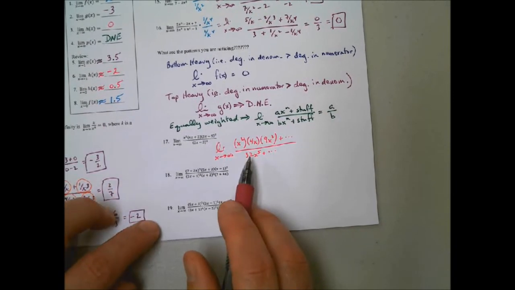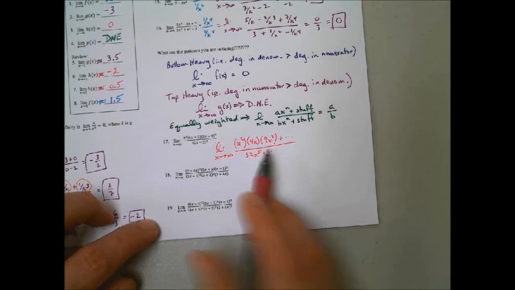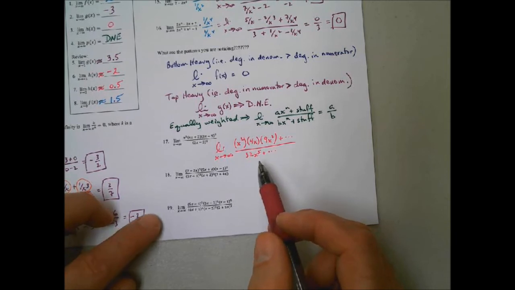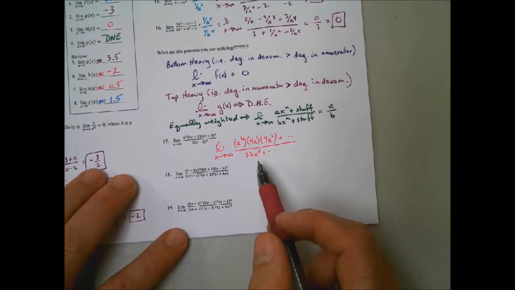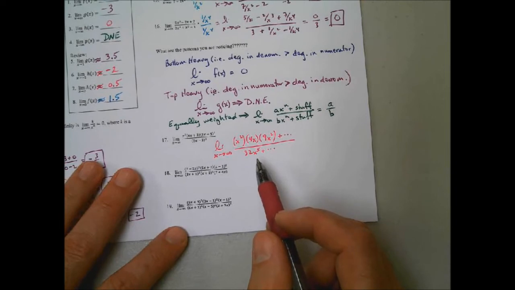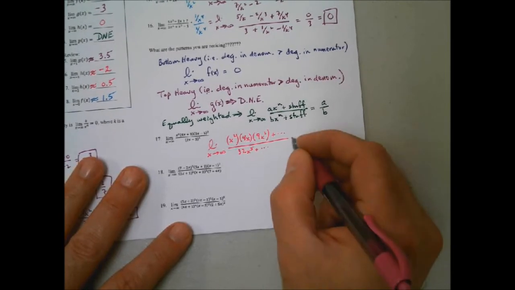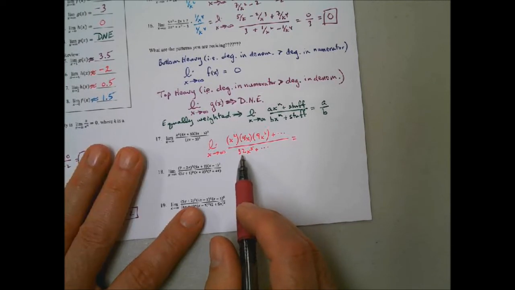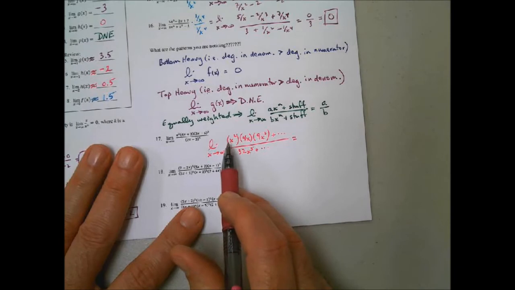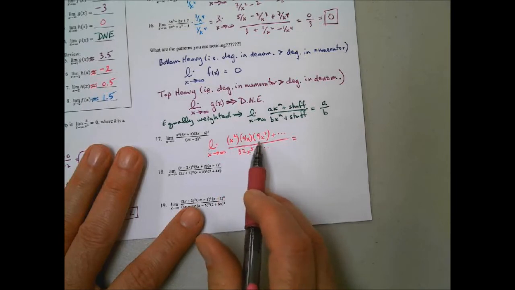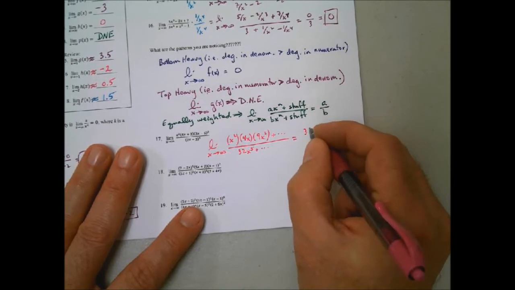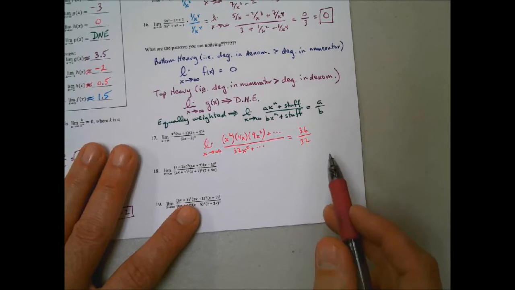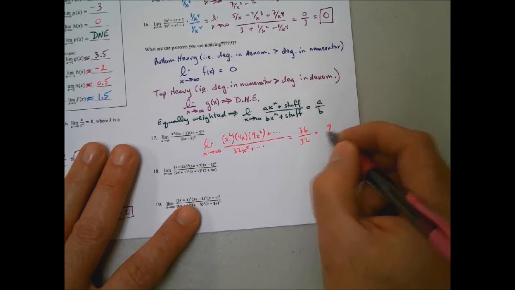Now, first off, is it bottom heavy or top heavy? What's the degree on the top? The degree on the top is x to the fifth. The degree on the bottom is x to the fifth. So it's not bottom heavy or top heavy. It's equally weighted. So we need the leading coefficients. The leading coefficient for the denominator is 32. The leading coefficient for the numerator is 1 times the 4 times the 9, which is 36. So 36 over 32. Reduce it if it reduces. 4 goes into both of those evenly. So 9/8.